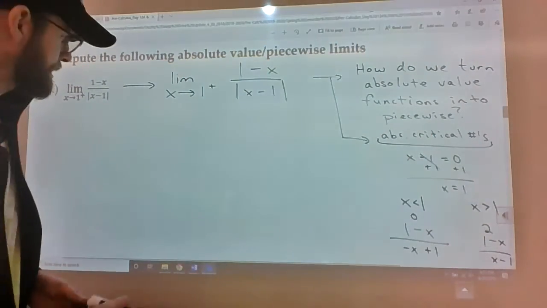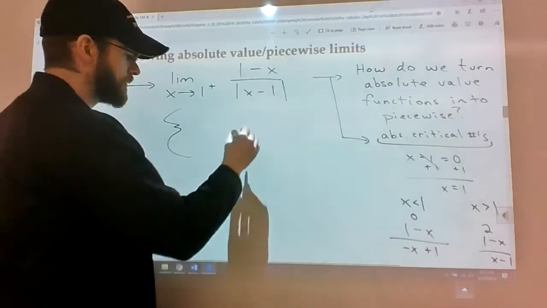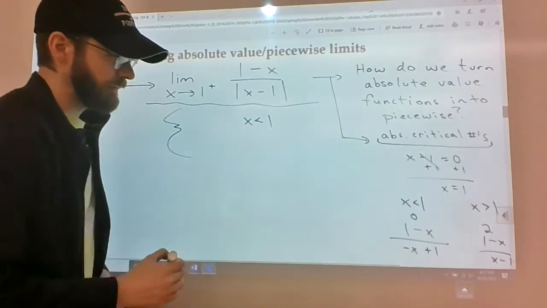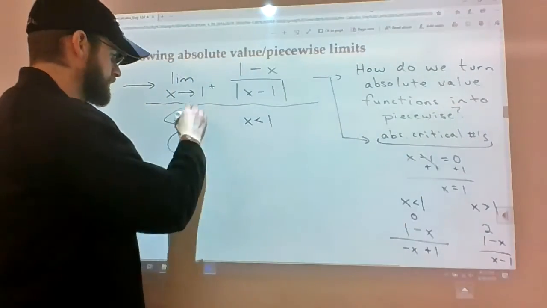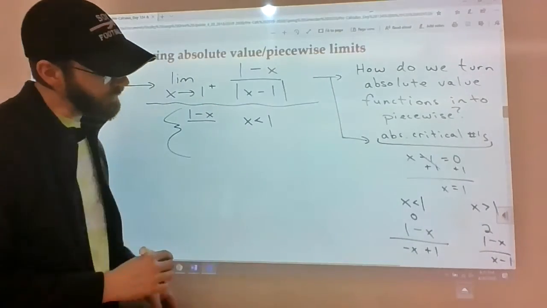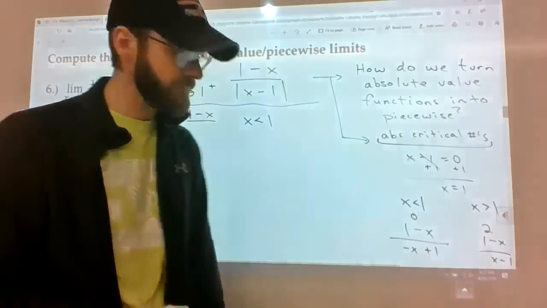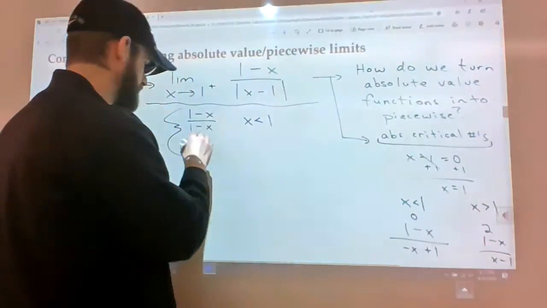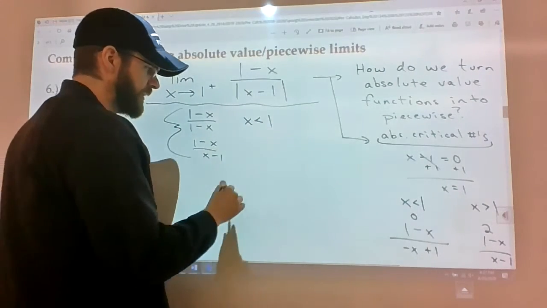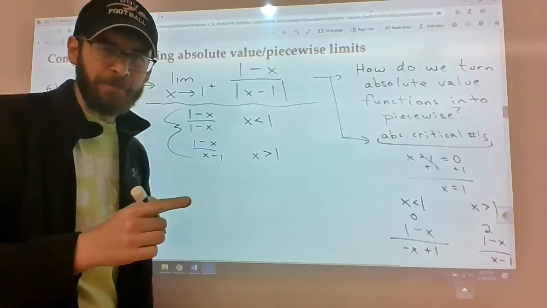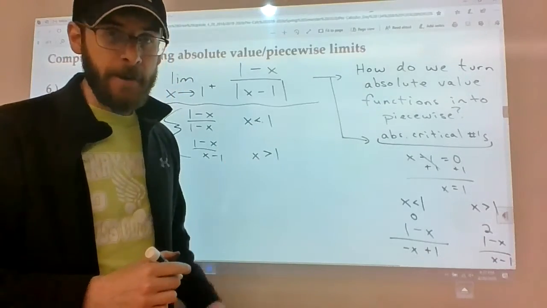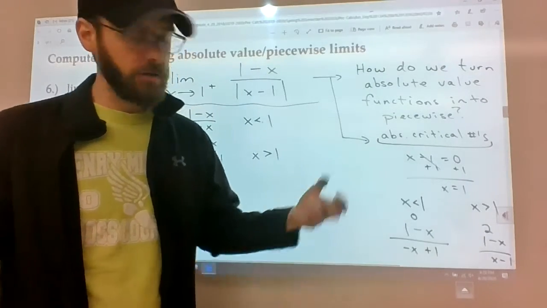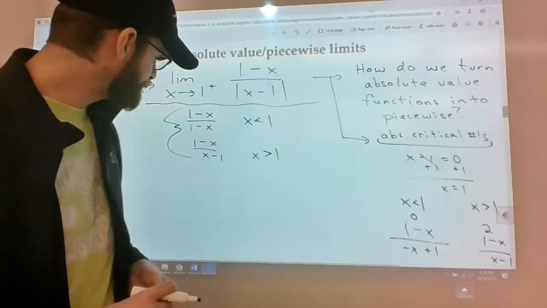So here's what it looks like. This is 1 minus x over, you know what? I'm just going to call this positive 1 minus x. You'll see why in a minute. And this is 1 minus x over x minus 1, where x is greater than 1. Notice I'm not putting an equal to on either of these because it's in the bottom part of a fraction. So you just straight up can't equal 1 at all. That's why there's no equal to.